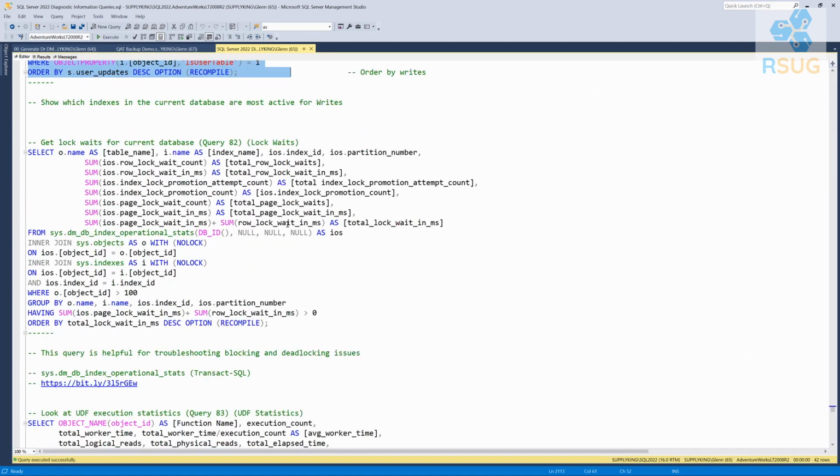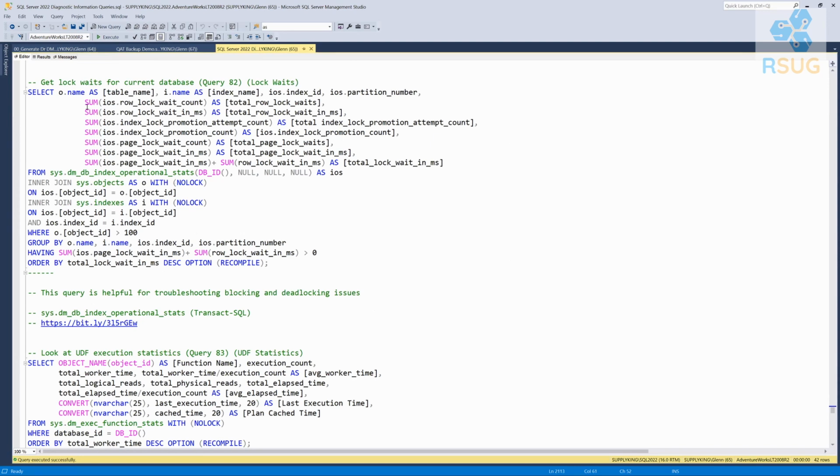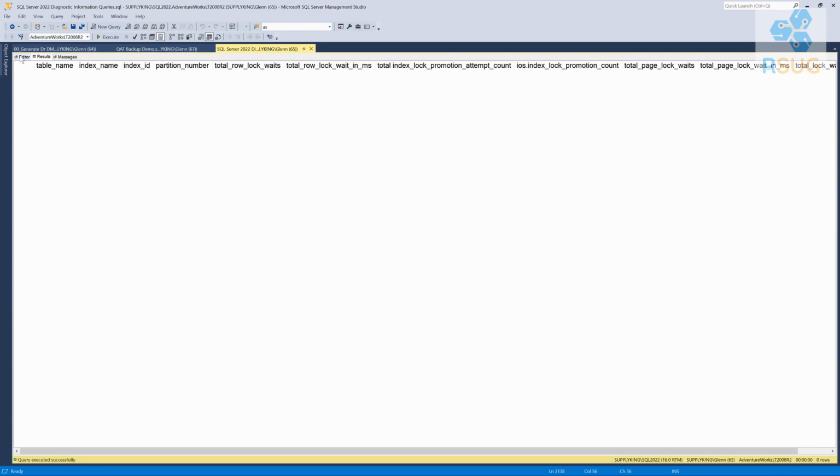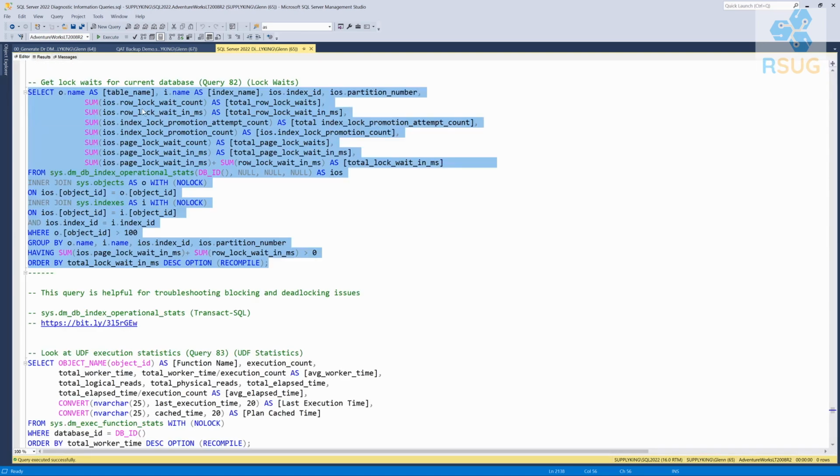Okay, the next one, if you're seeing locking issues and you don't want to use RCSI yet, maybe, or you're seeing blocking and deadlocks, this will help you start to figure that out. It shows you what indexes have the most lock waits, and I don't have any here, unfortunately, but on a real database in real life on a server, you'll probably see some lock waits, and it shows you row lock waits and page lock waits and index lock promotion attempts. So it helps you get an idea.